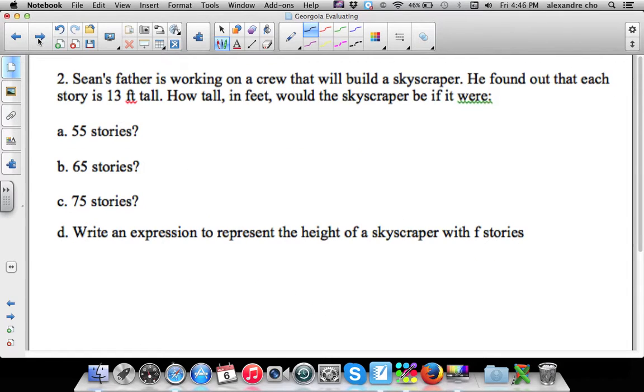Number 2. Sean's father is working on the crew, and he found that each story is 13 feet tall. So each floor is 13 feet tall. How tall in feet would a skyscraper be if it were 55 stories? We know that each story is 13 feet tall times the number of stories, in this case 55. So 13 times 55 equals 715 feet tall.